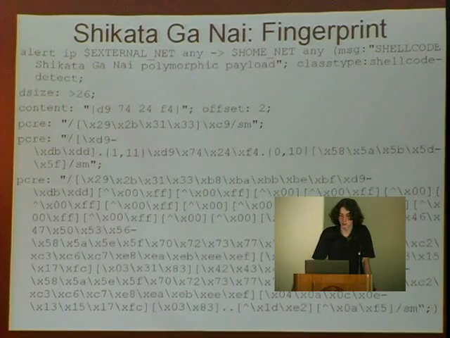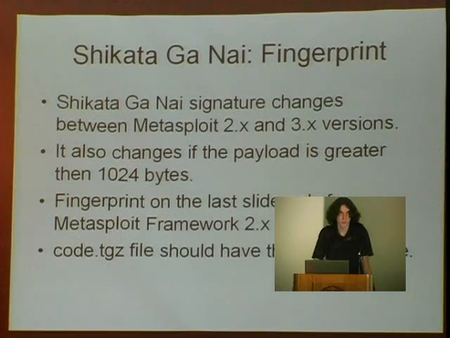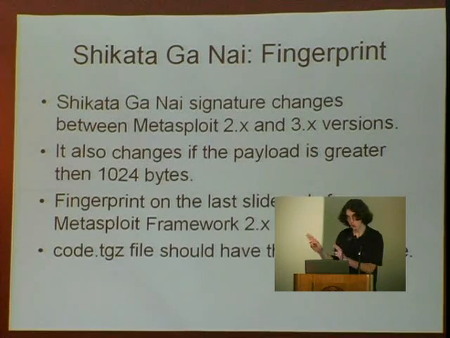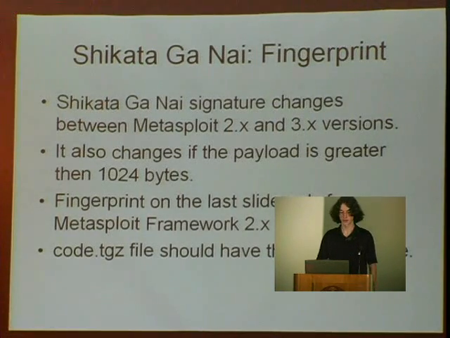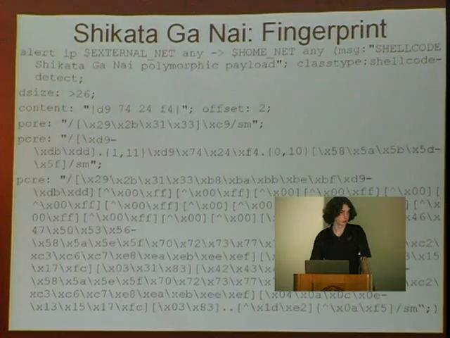Because without that byte distribution information, there are going to be false positives all over the place, because that's just not a very good signature by itself. And just a little on this fingerprint, in case you guys are planning to drop it in: the Shikata Ga Nai signatures change between Metasploit 2 and 3. It also changes if the actual shellcode the encoder is encoding is less than or greater than 1024 bytes. So if you plan to drop it in, realize that the code.tgz file should have the full signature, but the signature here is only for Metasploit Framework 2.